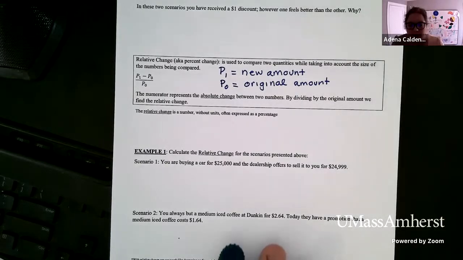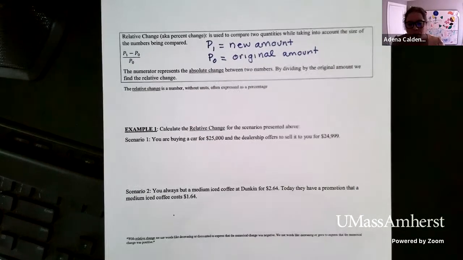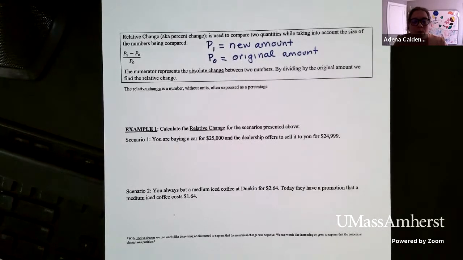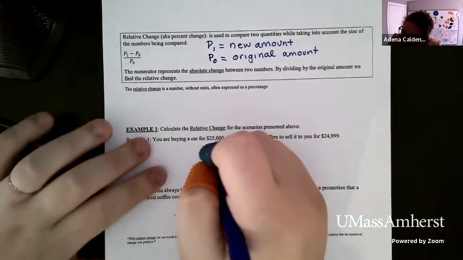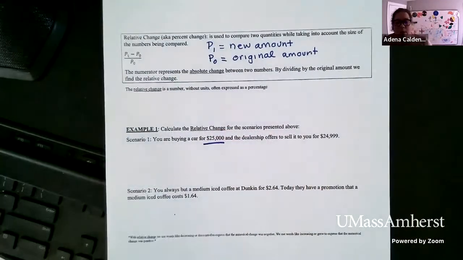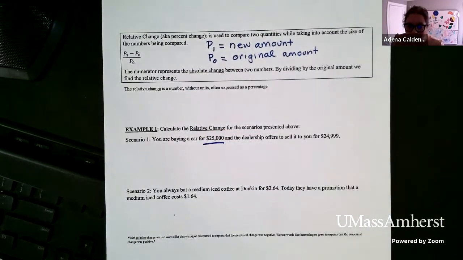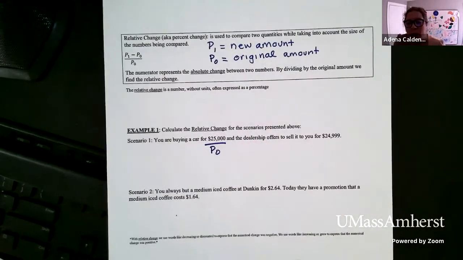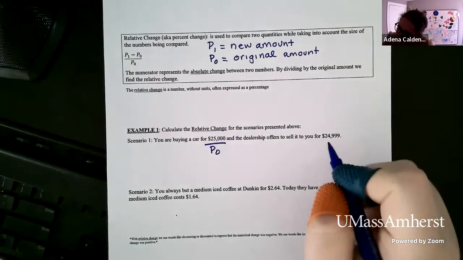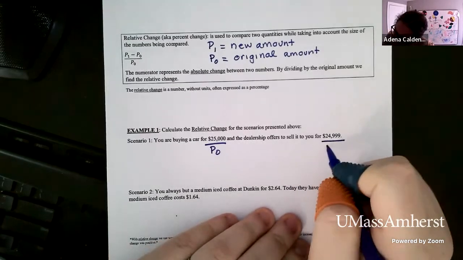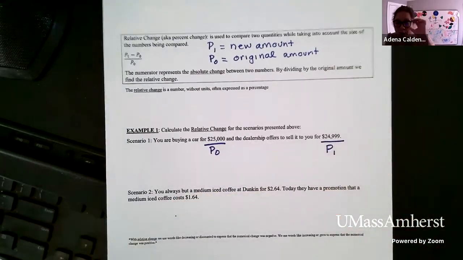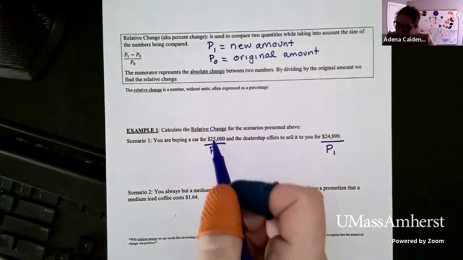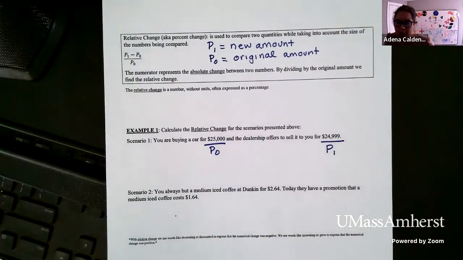Okay, so let's look at this formula with the two examples we just talked about. Scenario one, we're buying a car. The car cost $25,000, so that's the original amount, and the dealership offers to sell it to you for $24,999. So that's the new amount. It was always $25,000. This is the discount you're getting.